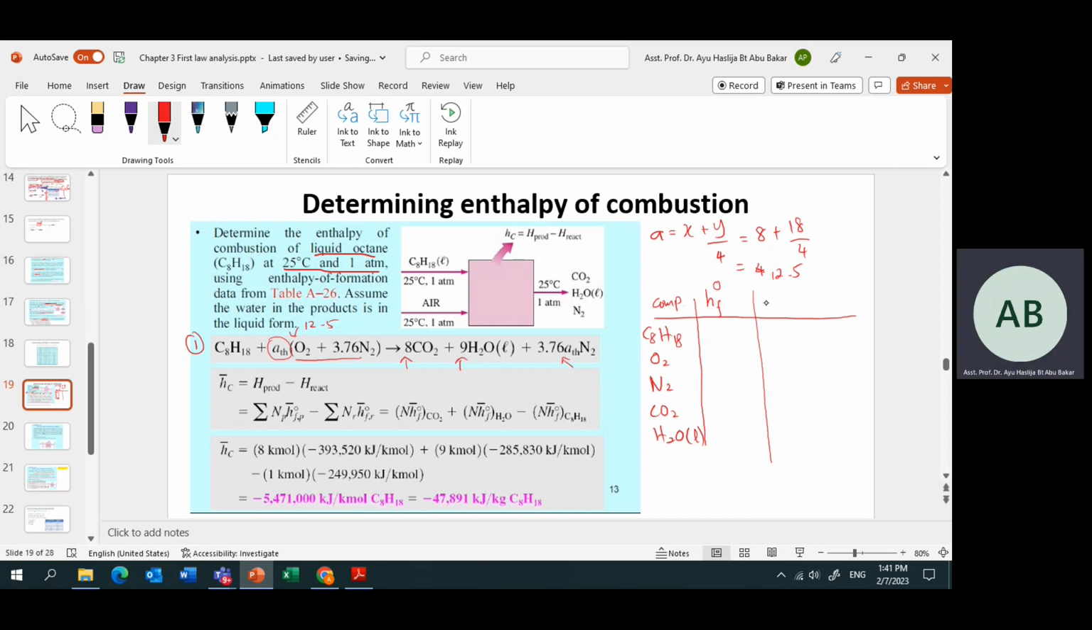Do you need the heat? Is there any sensible heat involved? No, because same temperature. Inlet 25, outlet 25. So there is no sensible heat involved. So you will need only the heat of formation info. Okay, find out from the table A26.